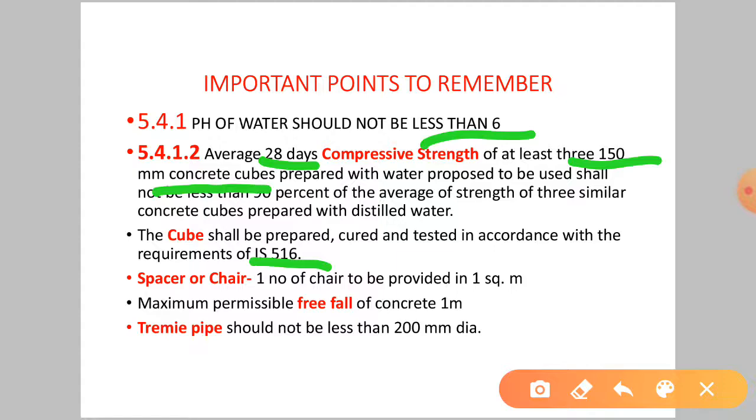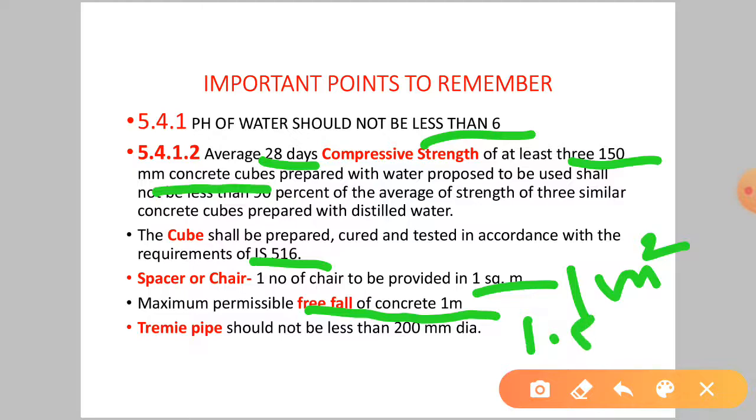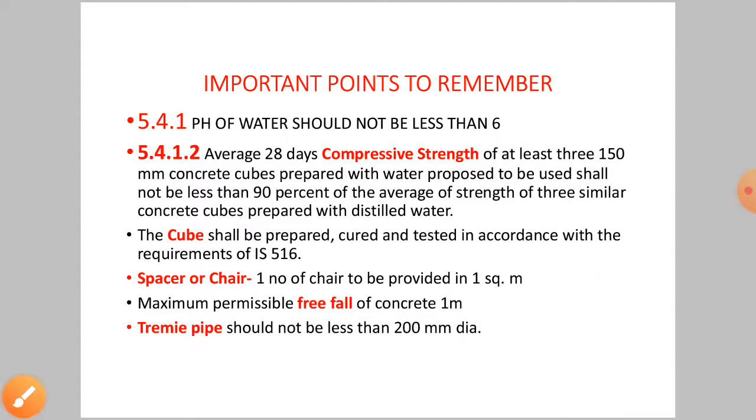If we come to the spacer or chair, one chair should be provided in 1 meter square. Maximum permissible free fall of concrete is 1 meter; 1 to 1.5 meter is allowable. Tremie pipe should not be less than 200 mm diameter. Tremie pipe is generally used in pile construction.